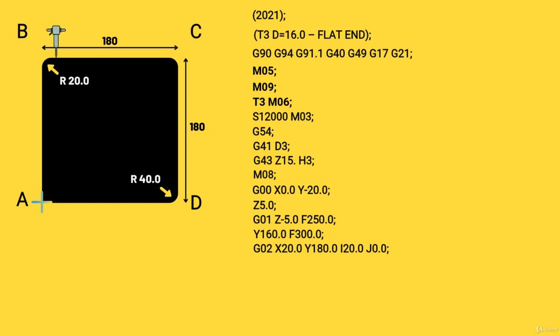So this line of code would move our cutter around a 20 mm radius where the center point is 20 mm away along the x-axis and 0 along the y-axis. And we define our finishing point by using the X and Y coordinates.